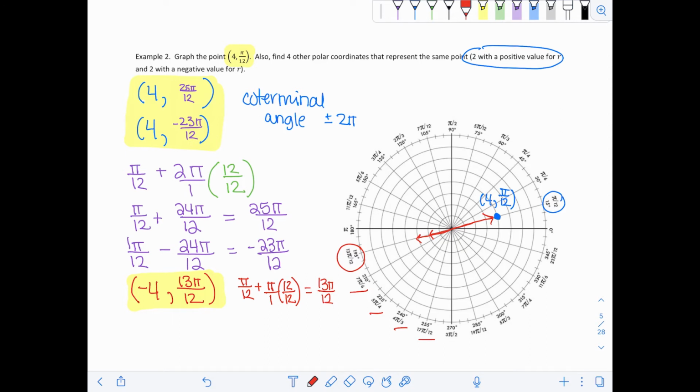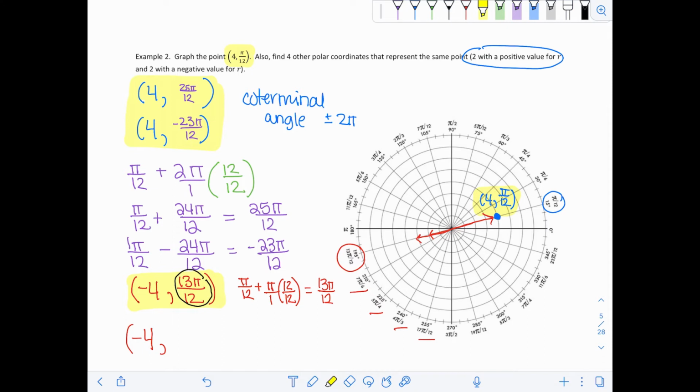So let's find one last angle. Since we want the polar coordinate to have a negative r value, it's going to have to be negative 4 again. But now we need a different angle value. At this point, we're going to do coterminal angles again, because in order for it to end up on the spot where we had our 4 comma pi over 12, it basically needs to be the same thing as negative 4 comma 13 pi over 12, but we're going to use a coterminal angle instead of using 13 pi over 12.